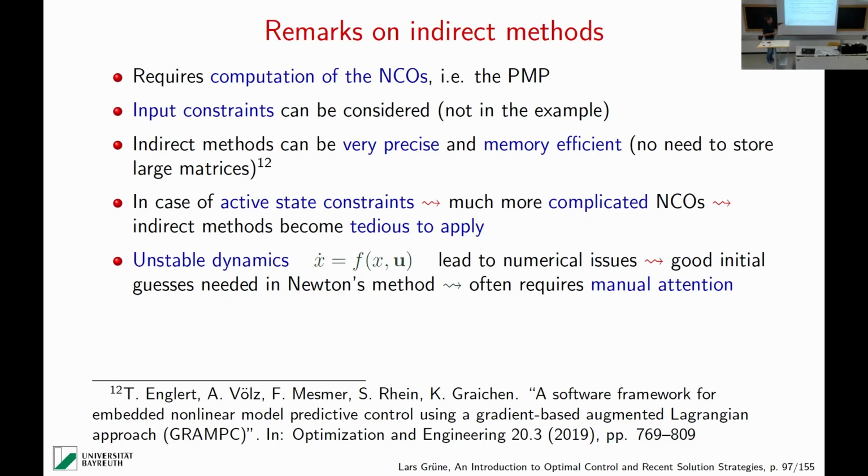I remember that I did this as a student, computing optimal trajectories, and the hardest task was really to find a good initial guess. Once that was done, it worked nicely, but finding a good initial guess is really the difficult part. Yes, that was a question.